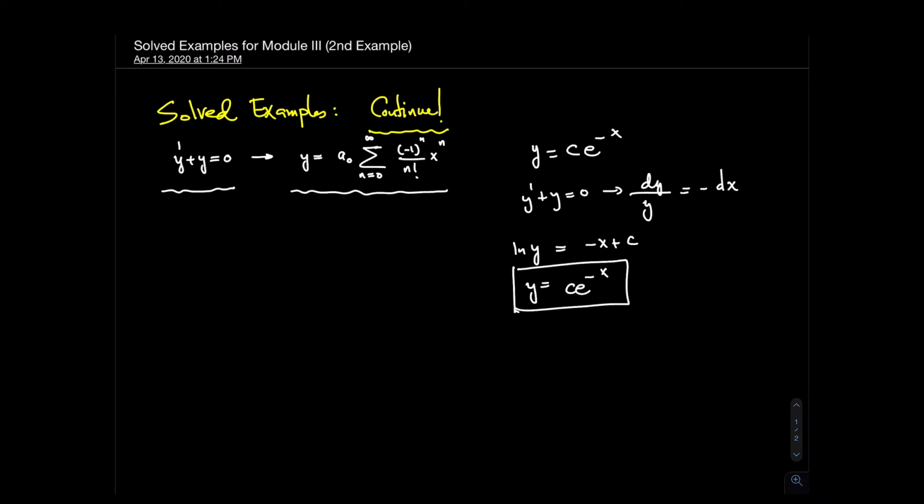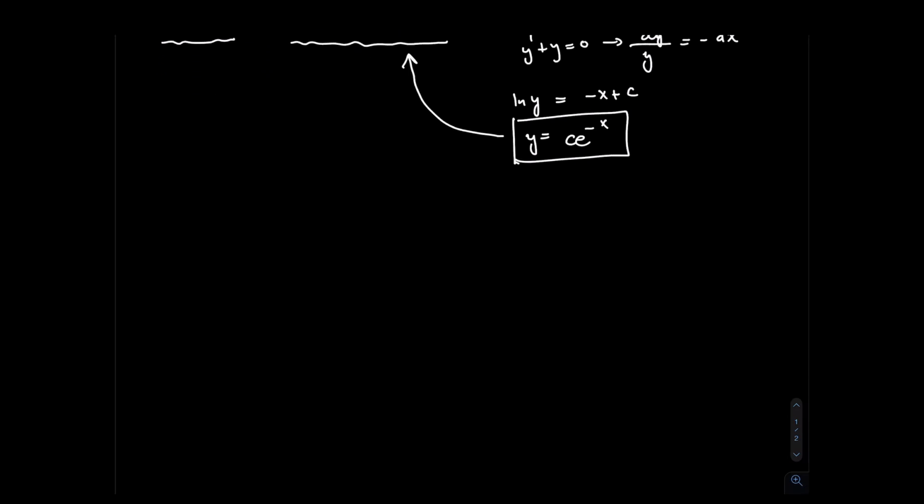So you could have solved that anyways, but you notice that you solved it with the power series method and you still got e to the minus x, if you recognize that this is the infinite series expansion for e to the minus x. So let's move on to a more interesting example, a bit more complicated. This is example number 13 on your PowerPoint.